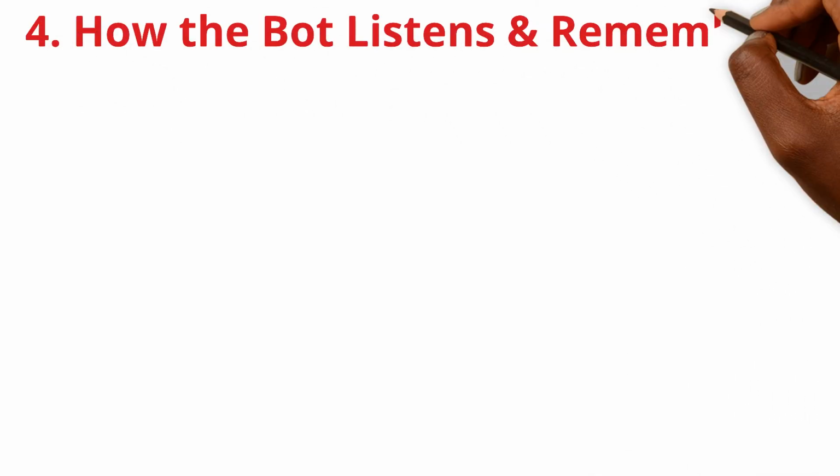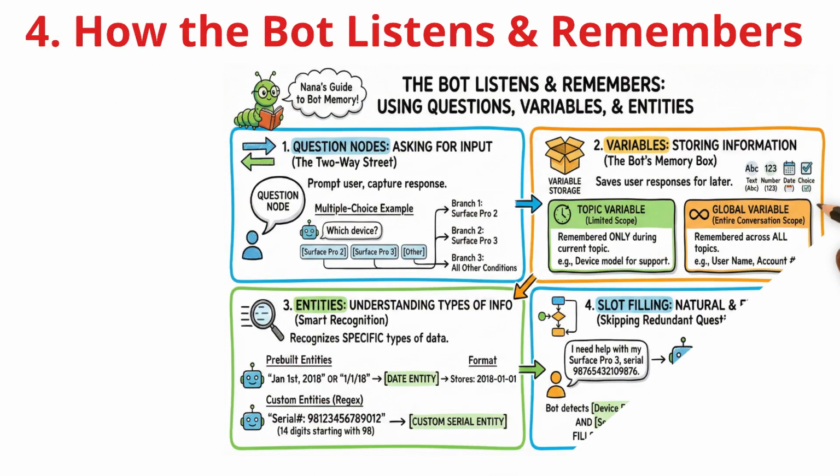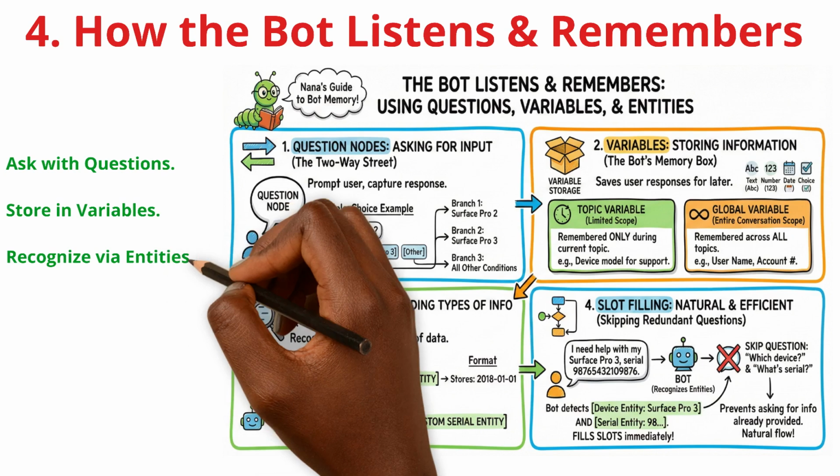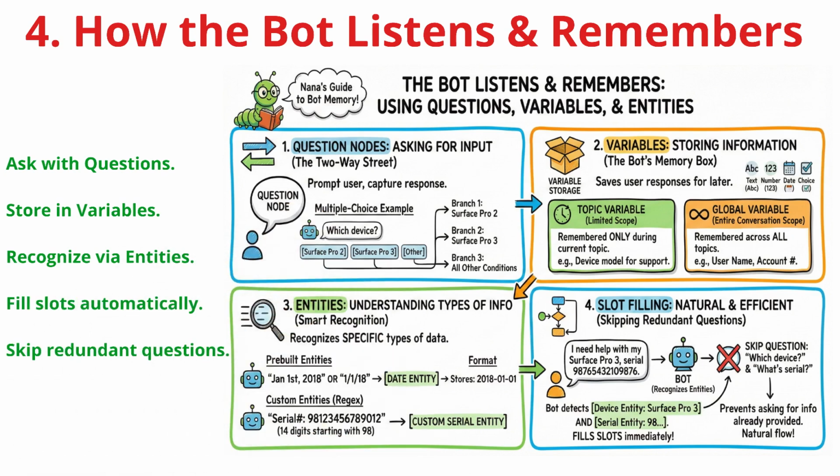Welcome to the guide on how bots listen and remember. A conversation is a two-way street, so your bot needs to gather information. First, use question nodes to prompt the user for input. For example, a multiple choice question like, which device? Creates separate branches for each answer. Next, store that information in variables. Think of them as the bot's memory boxes. Topic variables are temporary, remembered only for the current topic, while global variables last for the entire conversation.